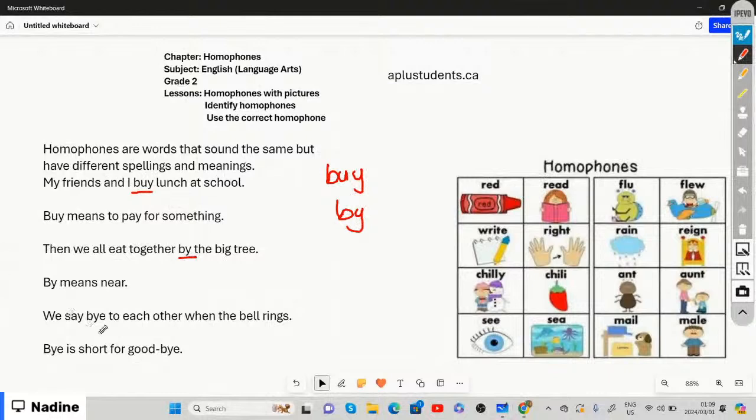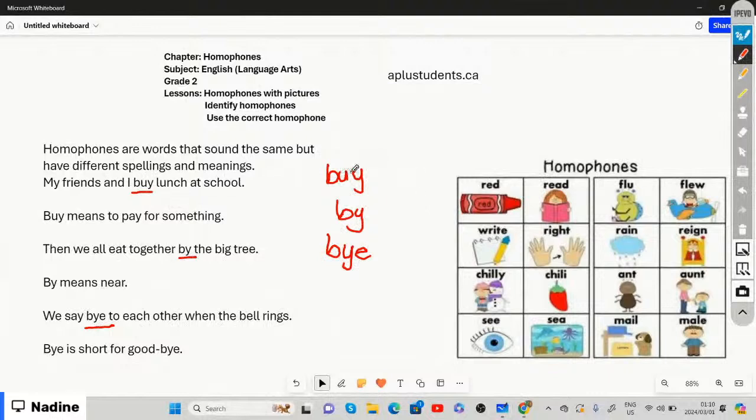And we say bye to each other, which is B-Y-E. So we say bye to each other when the bell rings. And this word bye is short for goodbye. So when you are leaving, either going home from school, leaving home to go to school, or leaving friends and family to go wherever, now you say bye, which is short for goodbye.